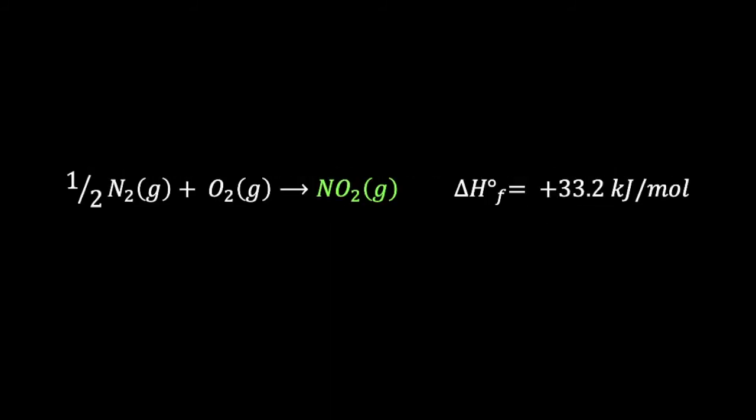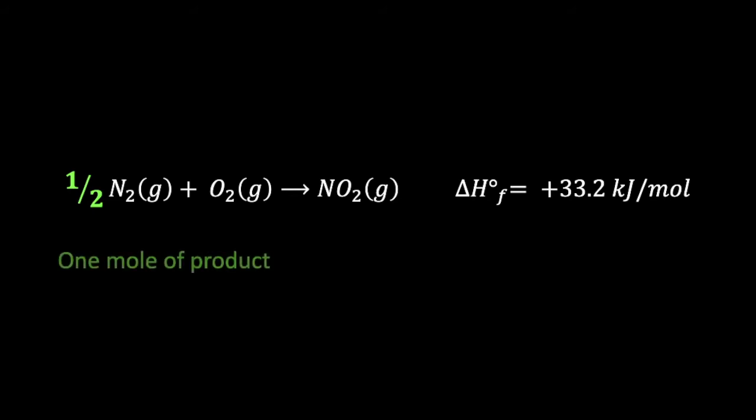Let's consider the following reaction. 1/2 nitrogen plus oxygen yields nitrogen dioxide. As you can see, the equation is scaled so that there is 1 mole of product. There's a coefficient of 1/2 in front of the nitrogen, and this is not a mistake. The coefficients in front of reactants must be scaled so there is 1 mole of the product. In this case, it's 1 mole of nitrogen dioxide.